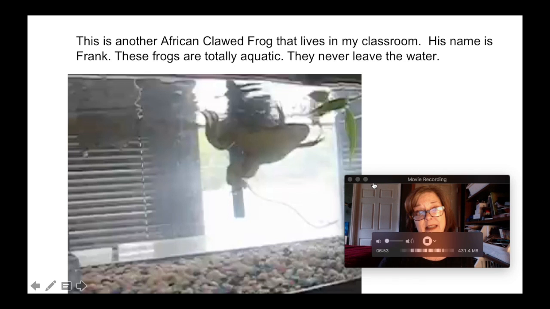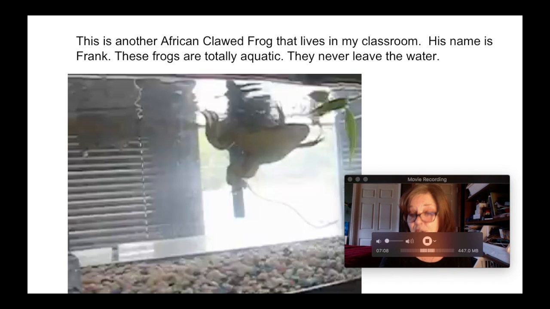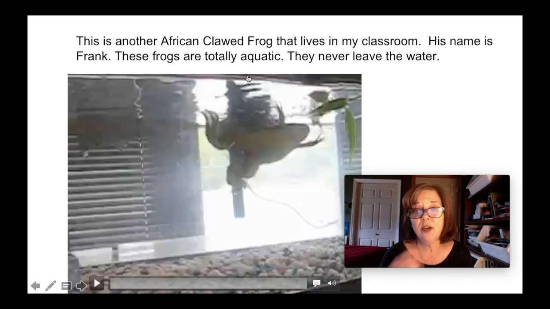And this is Famous Frank. He also lives in my classroom. He's another African clawed frog. And he is very large. He is as big as my hand. And he is about 6 years old. And like I said, these frogs are totally aquatic. They never leave the water.